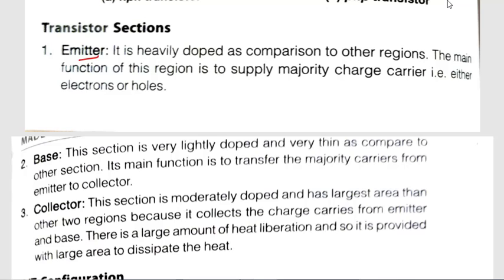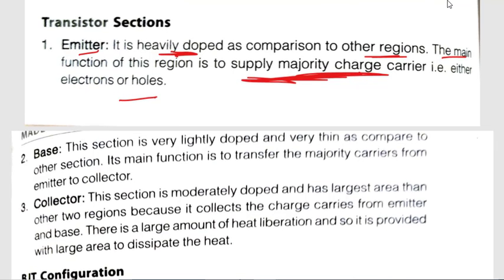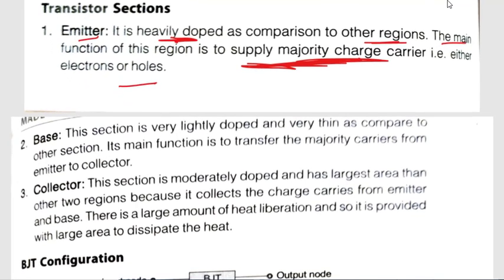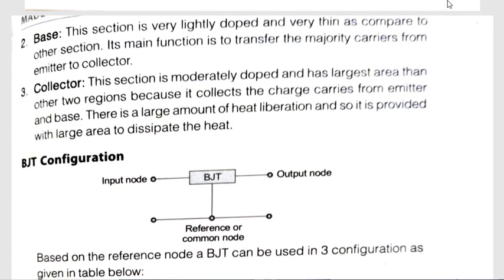First is the emitter. The emitter is heavily doped as compared to the other regions, that is base or collector. The main function of this region is to supply majority charge carriers, that is either electrons or holes. For PNP it will be holes, for NPN it will be electrons. Now the base is very lightly doped and very thin compared to the other sections. Its main function is to transfer the majority carriers from emitter to collector.